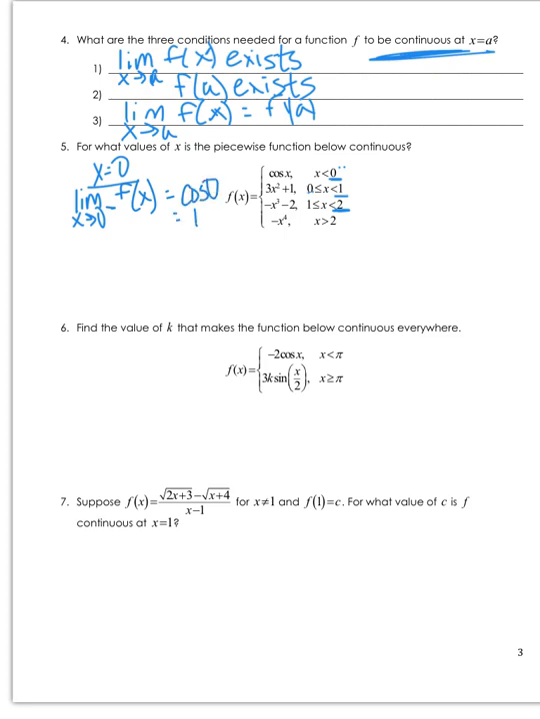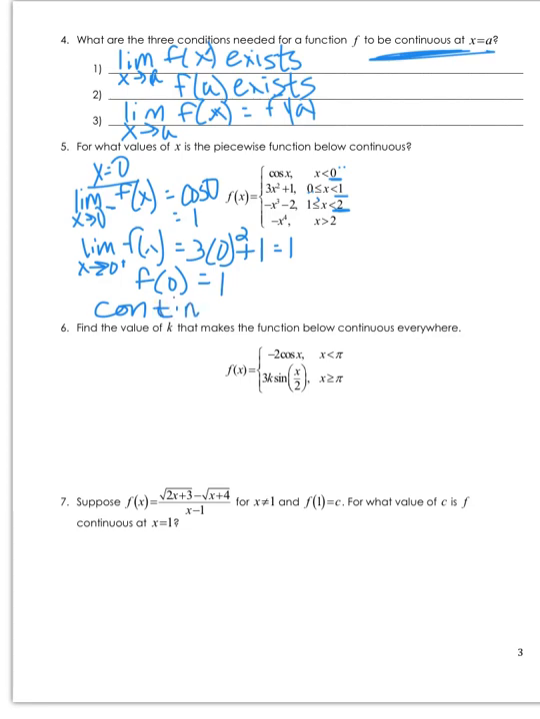The limit as I approach 0 from the right, I'm going to use the second equation, 3x squared plus 1. So 3 times 0 squared plus 1, that's going to give me 1. Then I have to try f of 0. F of 0, I'm going to plug into the second equation again because it's where x is equal to 0. So it's still going to be 1. Since the limit exists, f of 0 exists, and they are the same, it's going to be continuous. I'm not going to write all that because I don't really have room, but that's the reason.